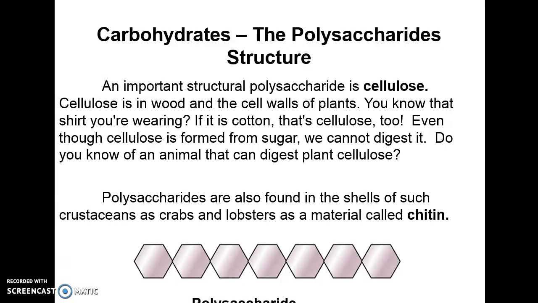So fiber is plant cell walls. It's the cellulose that we cannot digest. Another one is found in the shells, the exoskeletons of crabs and lobsters. It's called chitin.